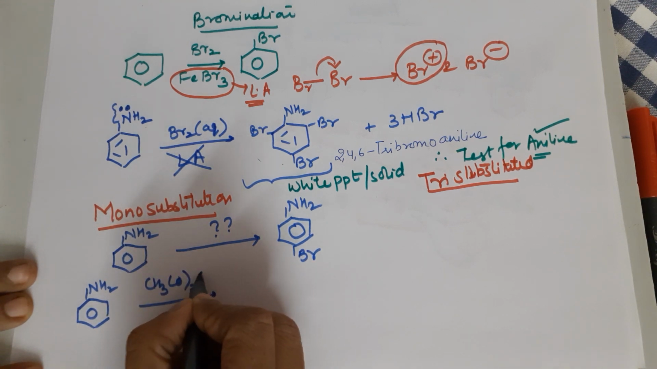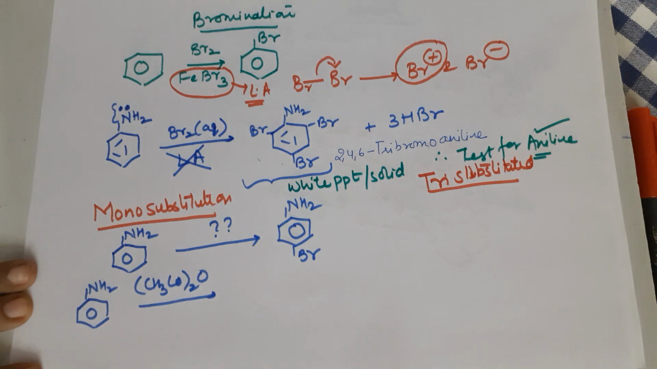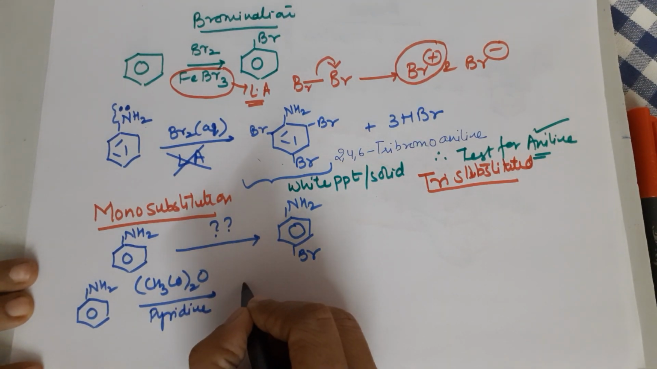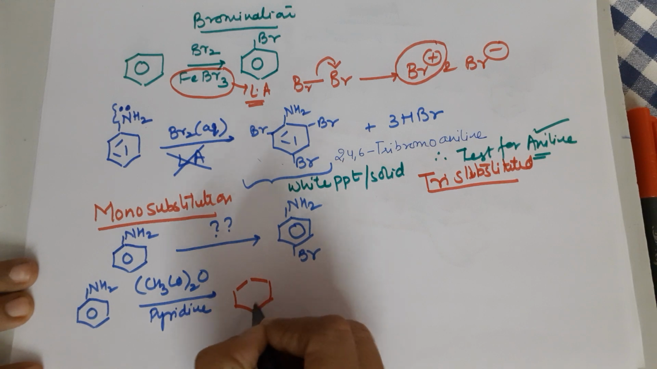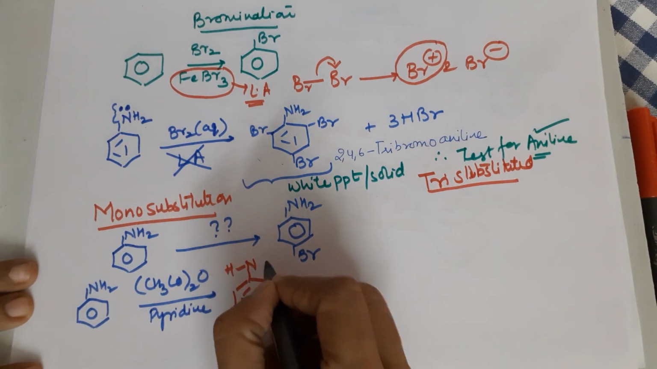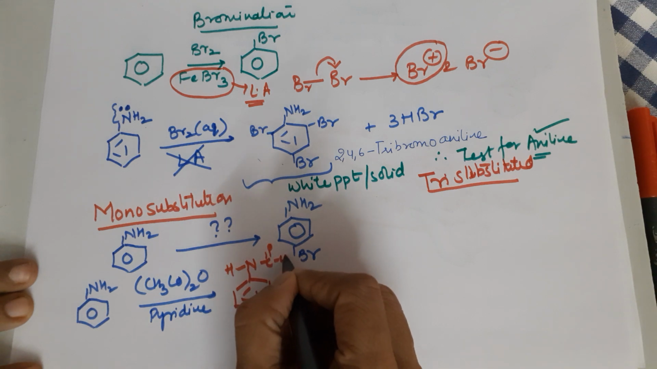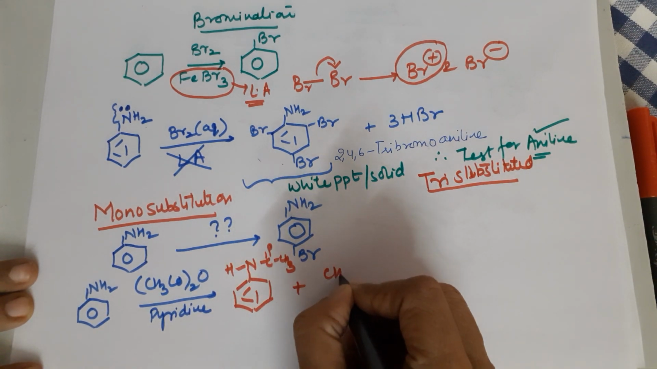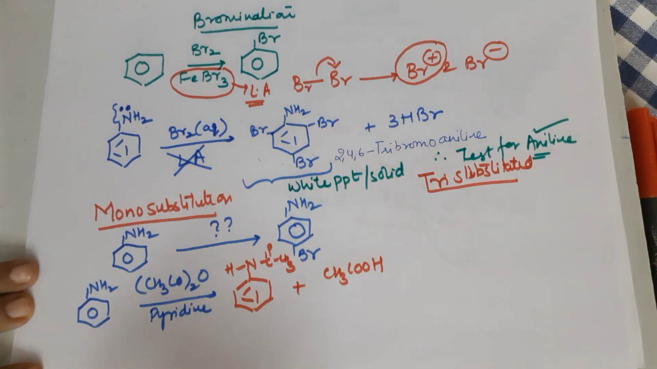This is acylation of aniline. This is your acetic anhydride in the presence of pyridine. Just a minute, I'll give you the reason for this. When you add acetic anhydride in the presence of pyridine, in aniline one H is replaced and you get a product formed like this. This is the product along with acetic acid as the byproduct.